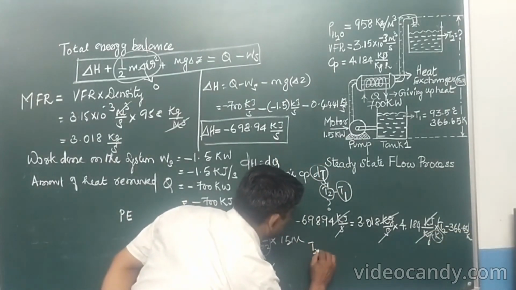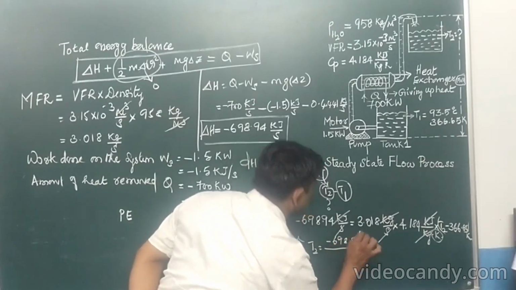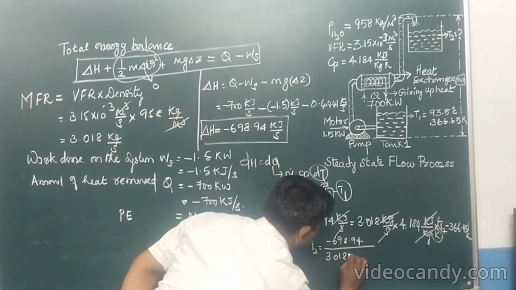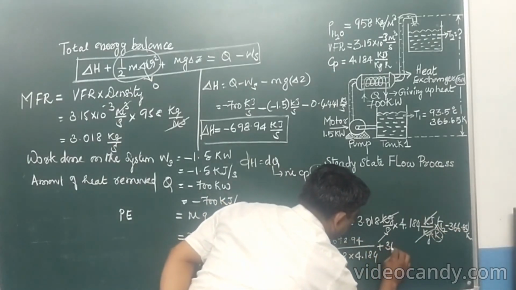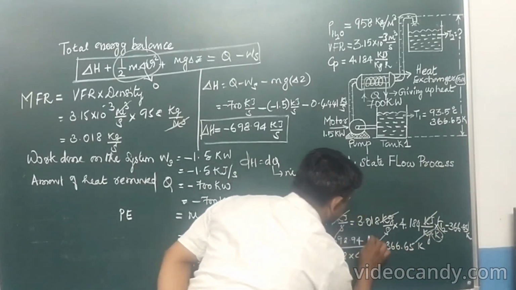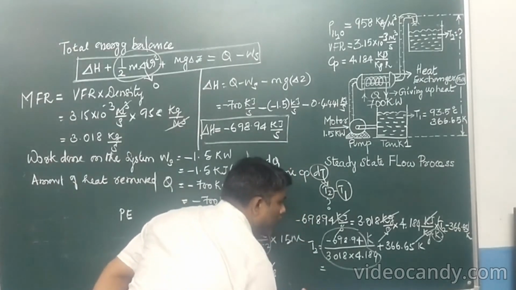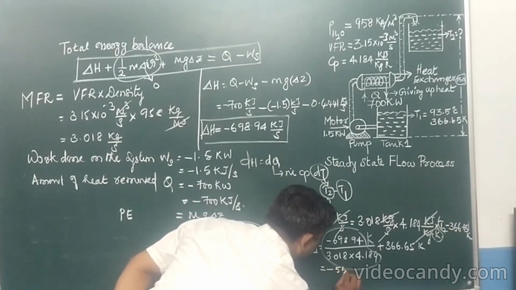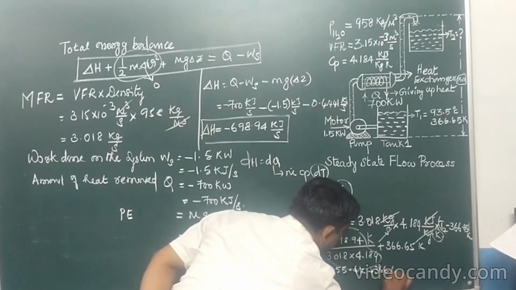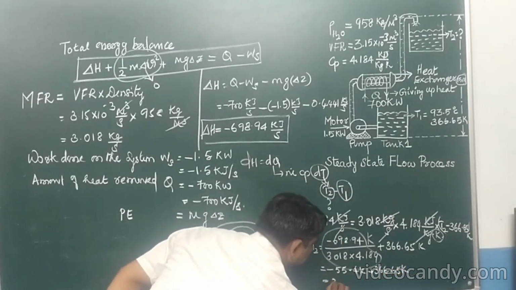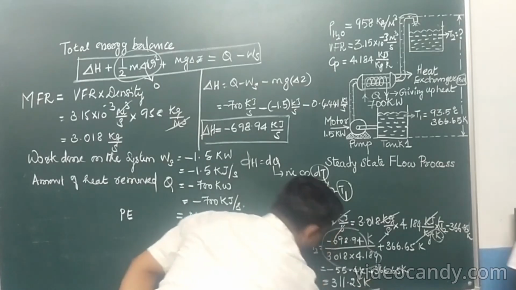So T2 is equal to minus 698.94 divided by 3.018 into 4.184. This minus term becomes plus 366.65 Kelvin. This term entirely will be in Kelvin. What is the answer? Minus 55.4 Kelvin plus 366.65 Kelvin. The answer is 311.25 Kelvin.